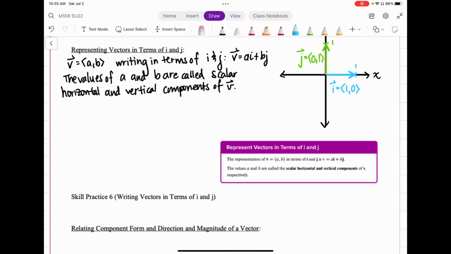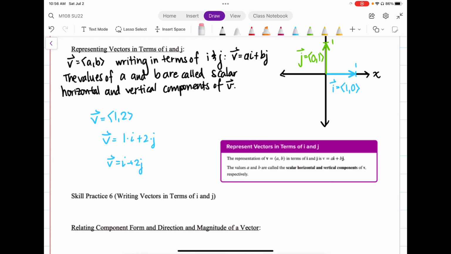If I had some vector v that was equal to 1, 2, then I could write that in terms of i and j as 1 times i plus 2 times j, which is just i plus 2j. I could then take my vector that's written in terms of i and j and write it in component form by saying, okay, the coefficient of the i is 1 and the coefficient of the j is 2, and go in the other direction as well.